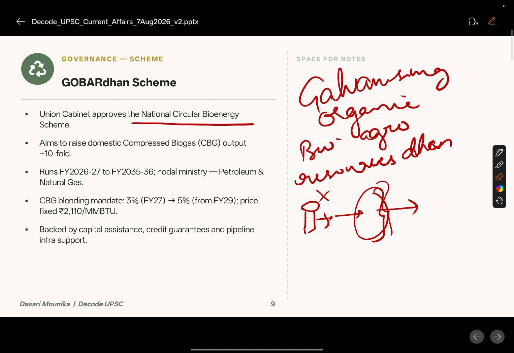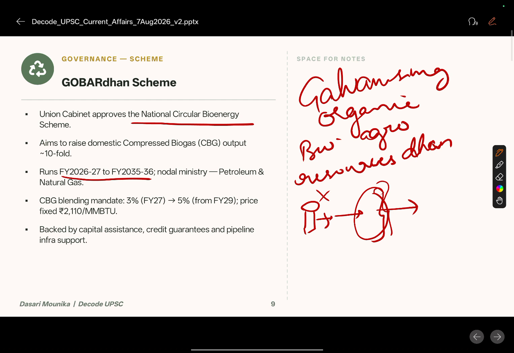So this project runs from the period of 2026 to 2036. Under the Ministry of Petroleum and Natural Gas, the ministry is running the Govardhan scheme to increase tenfold the production of domestic compressed gas. Here, phased blending of compressed biogas is allowed. Initially in the financial year 27, 3%, and by the end of 29, 5% will be taken. That is the Govardhan scheme.